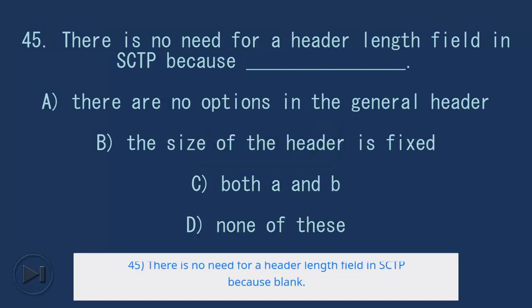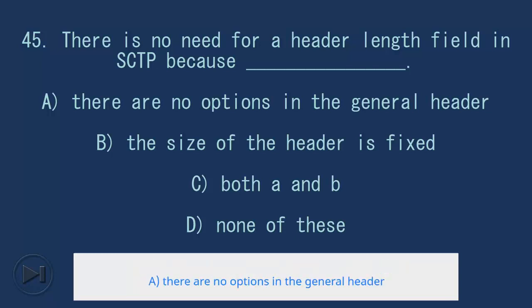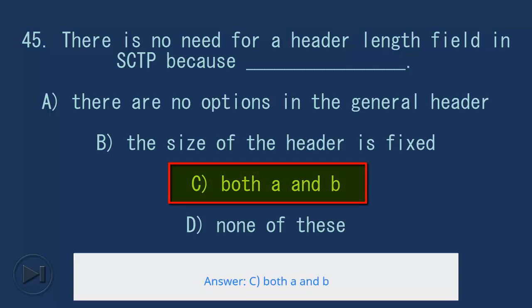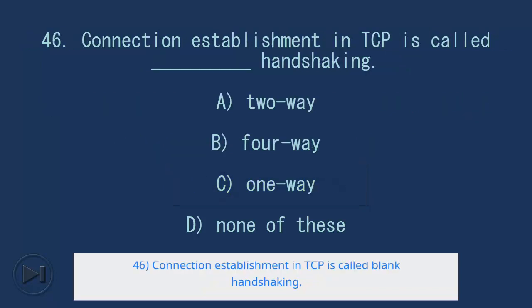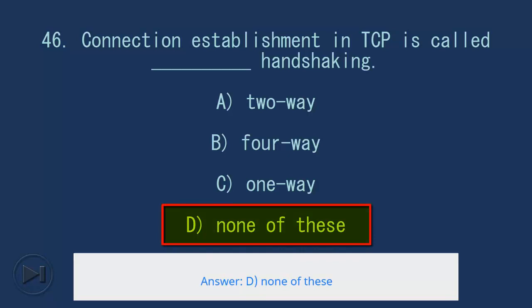45. There is no need for a header length field in SCTP because blank. A. There are no options in the general header. B. The size of the header is fixed. C. Both A and B. D. None of these. Answer, C. Both A and B. 46. Connection establishment in TCP is called blank handshaking. A. Two-way. B. Four-way. C. One-way. D. None of these. Answer, D, none of these.